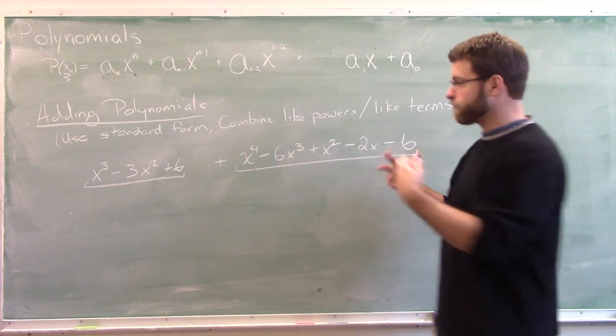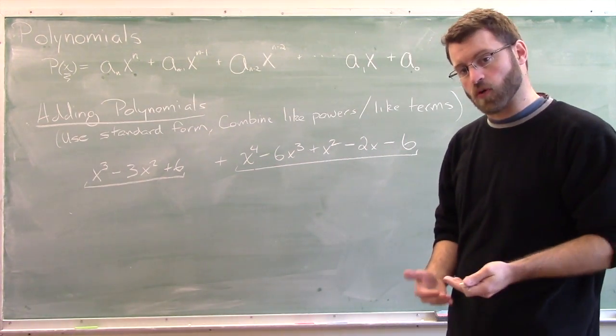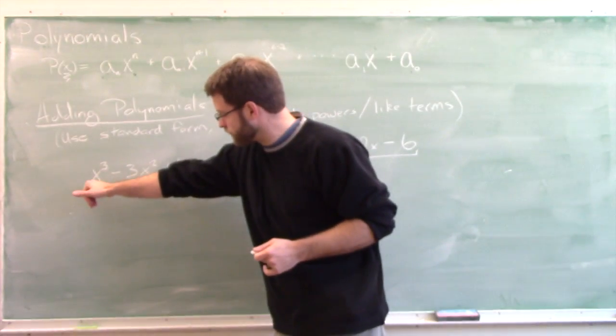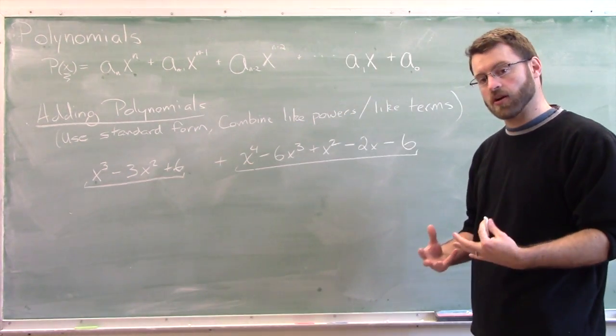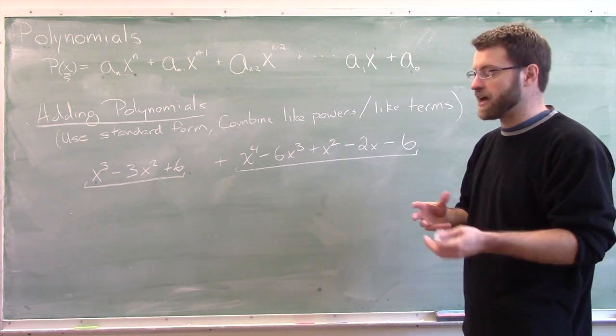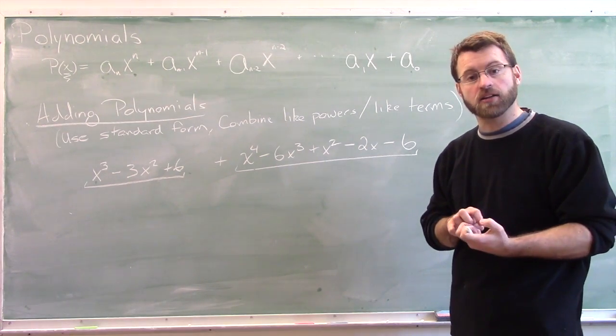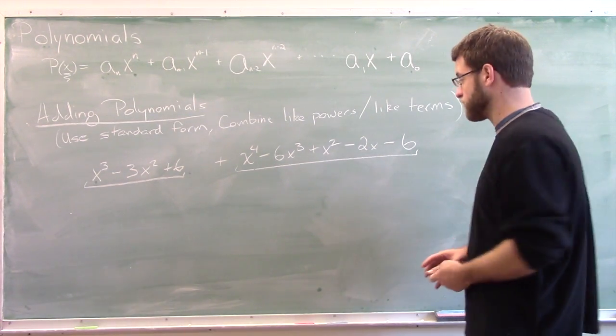So I've written them both in standard form. I've put the highest degree terms first and the lowest degree terms last. So adding them together simply consists of finding the like terms and combining their coefficients using regular arithmetic.